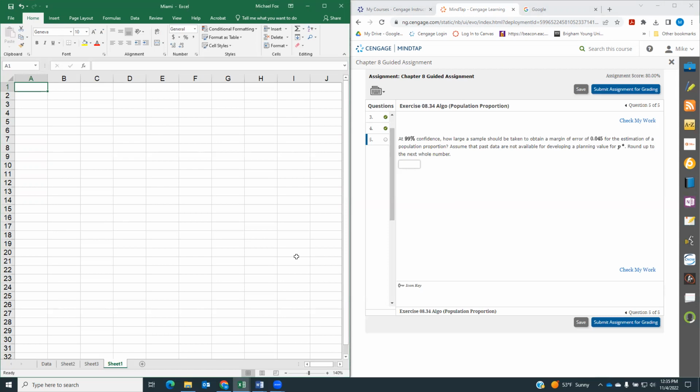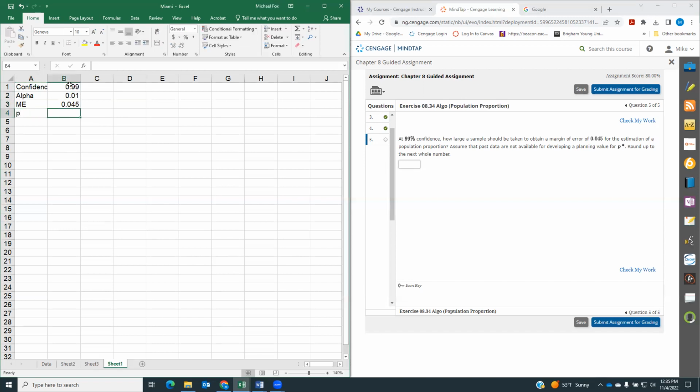All right, so again, we'll start with what we know. We know we have a confidence level of 0.99, which means we have an alpha of 1 minus 0.99. And we know we have a margin of error, 0.045. And we don't know what P is.